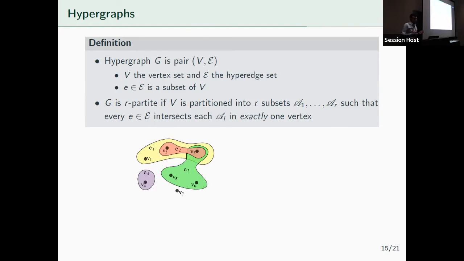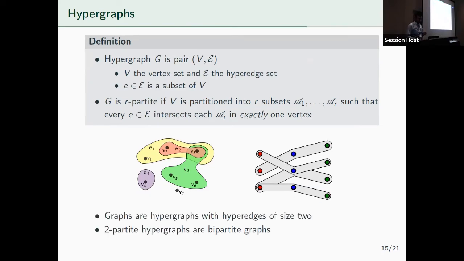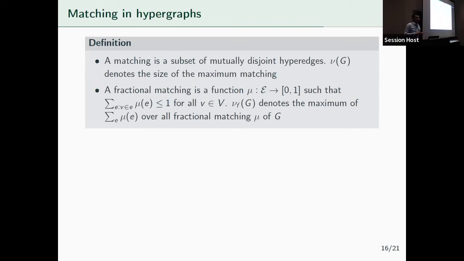And here's an example of a hypergraph. I took it from Wikipedia, and here is an example of a tripartite graph. Each color represents one part. And graphs are a special case of hypergraphs with hyperedges of exactly size 2. Next, I need to define matchings for hypergraphs. A matching is a collection of hyperedges that are mutually disjoint. This is consistent with the definition of matching in regular graphs.